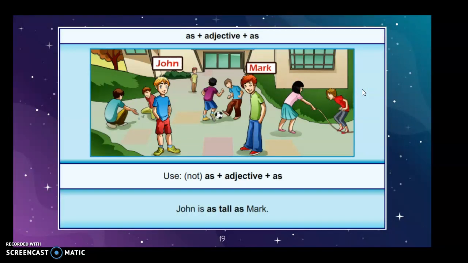Then there is another way of making comparisons. This is also between two things only, and that is when we use as. So the formula is as, adjective, as, and that means the same. But if you use it in negative, then there is a difference between the two. So here in the example we have John is as tall as Mark. This means that they have the same height. They are the same. But if we make it negative, John isn't as tall as Mark, then Mark is taller, right?